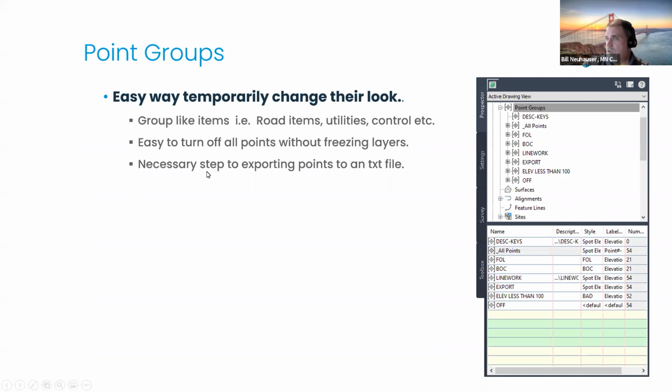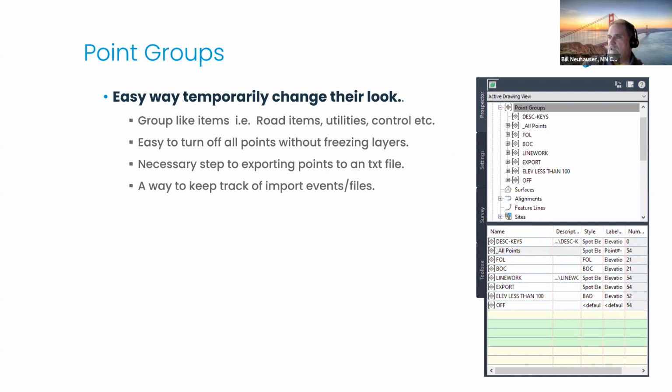A necessary step to exporting points to an ASCII file: you'll see here I have a point group called export. This is just set up to grab all the points in the drawing. If I want to turn on and export everything out as an ASCII file, I have to have that as part of the process. So that's just a dynamic point group.